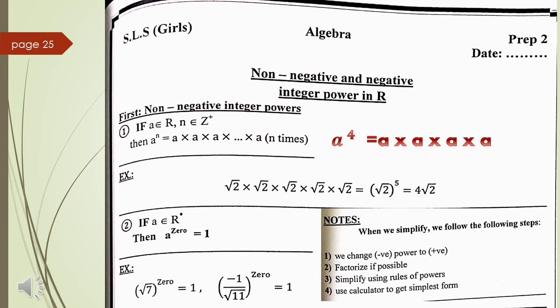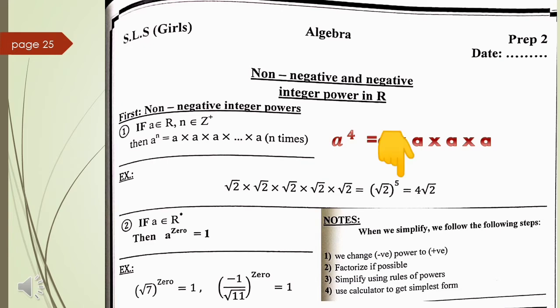So in the first example we talked about the power being positive, but in the second example we're talking about the other non-negative value, which is 0. As you all know, any number to the power of 0 equals 1. As you can see in the example down here, root 7 to the power of 0 equals 1. Also negative 1 over root 11, all to the power of 0, equals 1. Any quantity to the power of 0 equals 1.